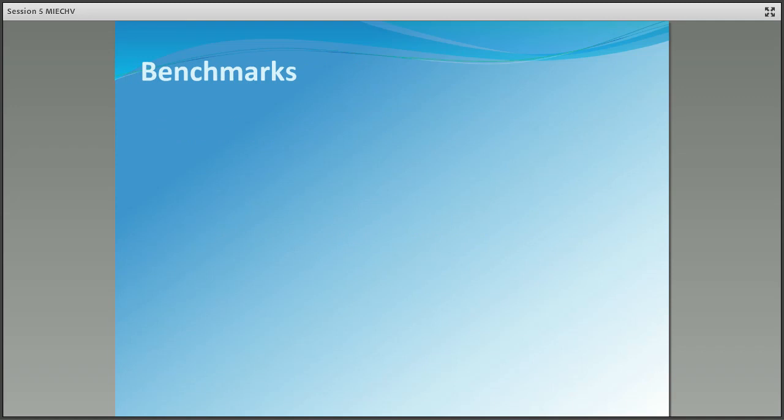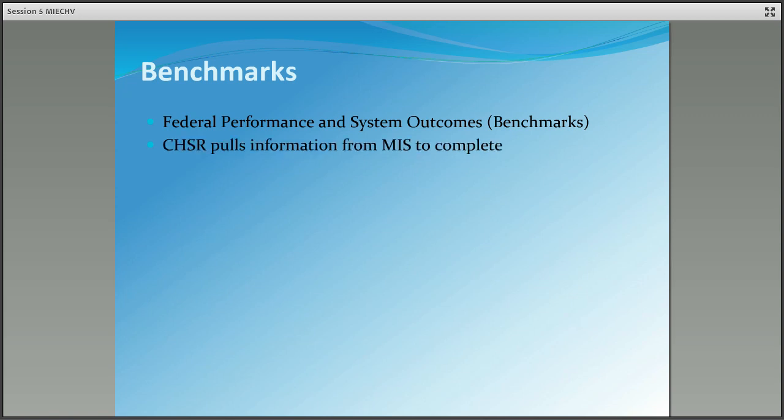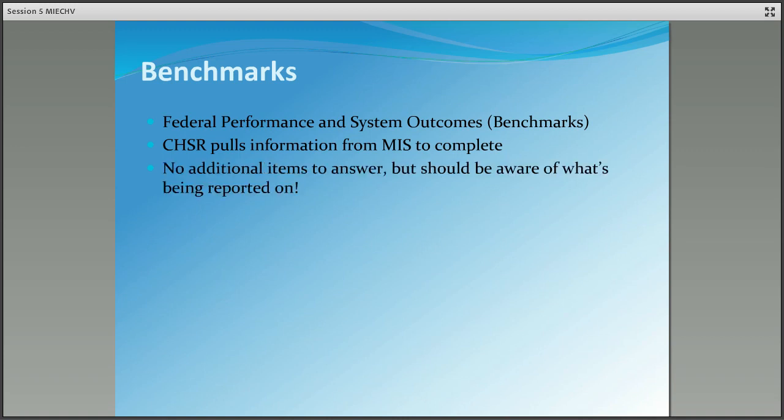The other half of MIECHV reporting is the benchmarks, or the Federal Performance and System Outcomes. For these items, CHSR pulls information from the MIS on the back end to complete this reporting. So you don't have to answer any additional questions for these items, but everyone should know what we're reporting on. These reports are run on a quarterly and on an annual basis.